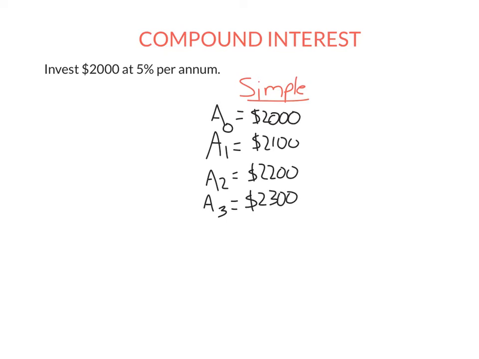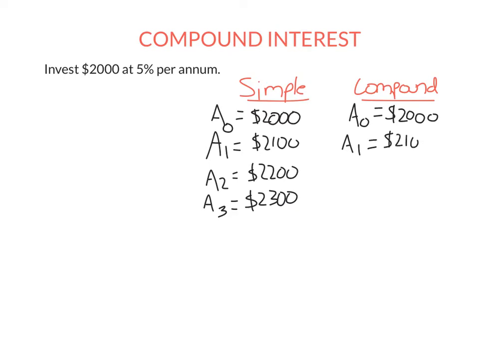But compound interest, that is exponential growth, and hopefully you know by now this means that the amount by which your account would increase each year goes up each year. What does that actually mean? So if it was compound interest, you'd still start with $2,000. And at the end of the first year, like simple interest, you'd still have $2,100.